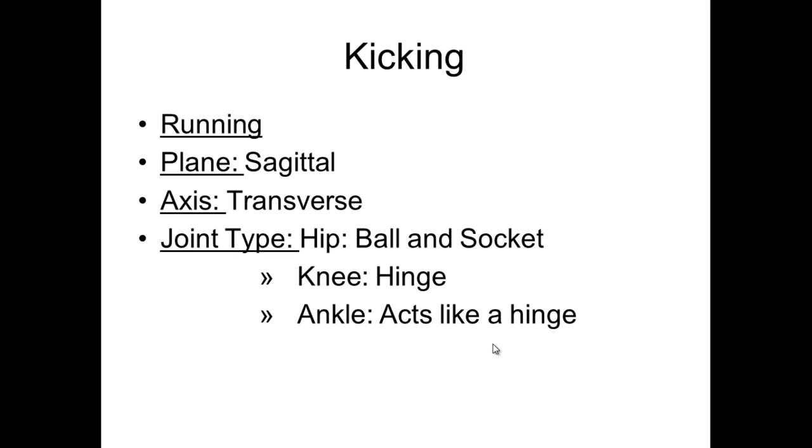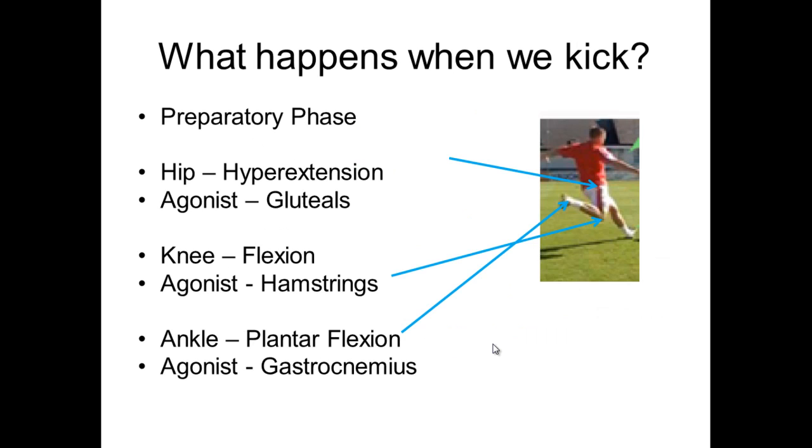The next example is kicking, and this can be broken down into two sections, but again this occurs through the sagittal plane, and it pivots around the transverse axis. Again we've got the same joints being used here, so hip, knee and ankle. When kicking we go through two phases. We've got the preparatory phase, and that first phase is, you can see here, when the leg is brought back before the ball is kicked.